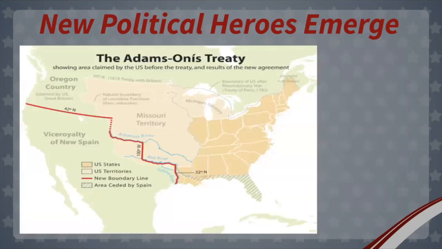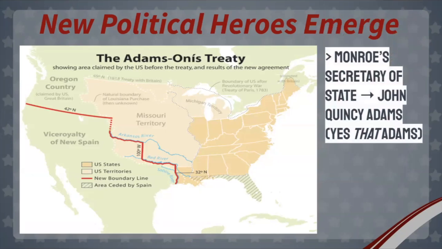But speaking of other political heroes beyond Henry Clay, let's talk about John Quincy Adams. John Quincy Adams was the son of John Adams, and he's going to emerge as James Monroe's chosen Secretary of State. Remember, Secretaries of State are appointed and confirmed. They are not elected. So yes, it's that Adams family that's back.